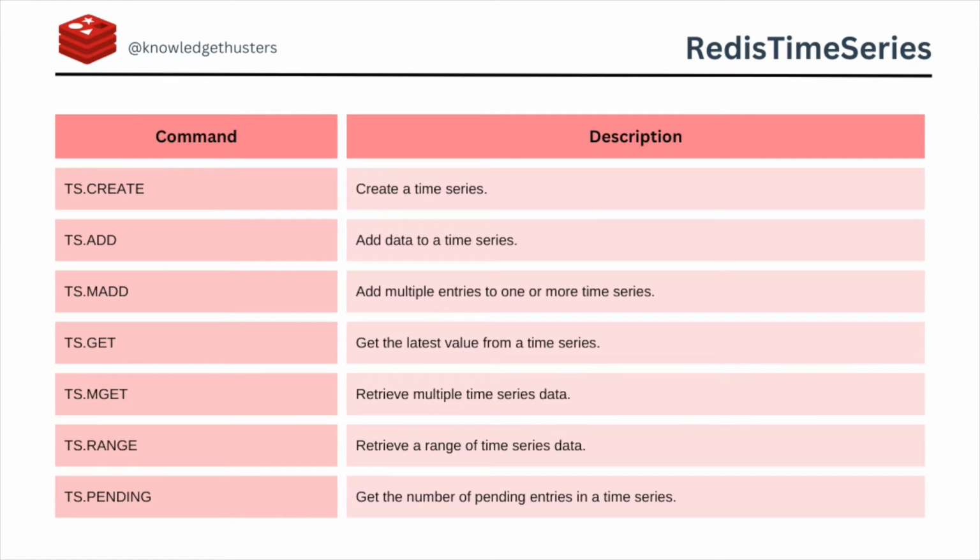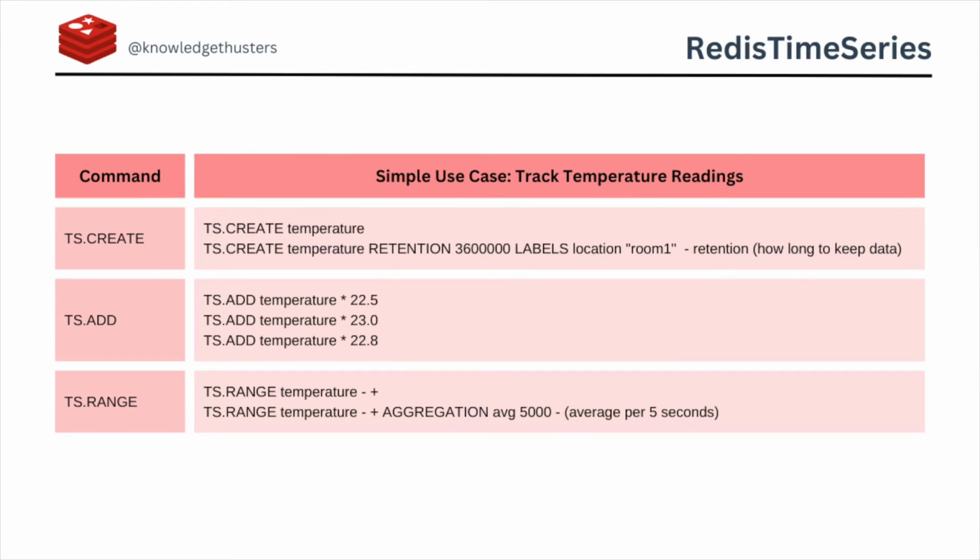So one simple example that you can see is for temperature tracking. Here you can use ts.create, and temperature is the name of the series. With retention, you can specify how long you want to keep that data. ts.add is adding to that particular temperature series, three items are going to be added. And ts.range: the first one is fetching all the data, the second one is fetching with aggregation, average over 5 seconds. So this is one basic example.